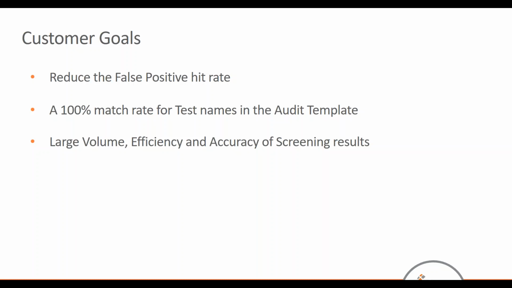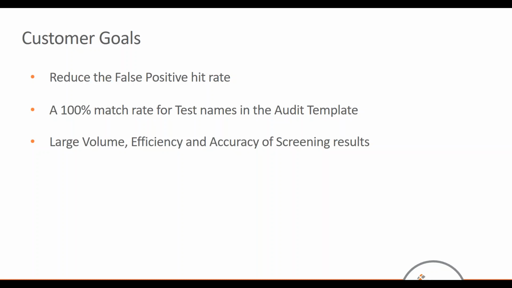And secondly, internally as an organization, they used to have a lot of audits, internal and external, which happen in the compliance space. And over a period of time, they have consolidated these test names from these various audits into a template. And they want to make sure that the system hits 100% with that particular audit test names. So these were a couple of the key issues.